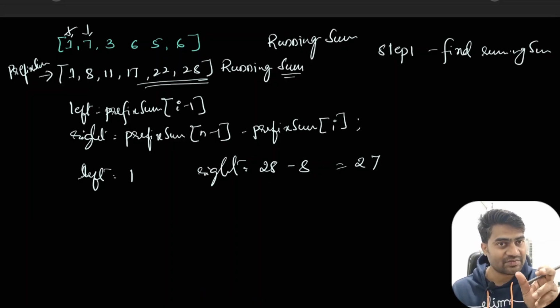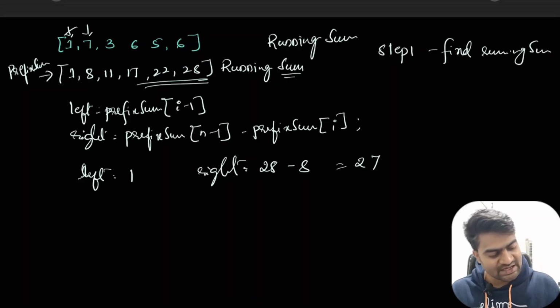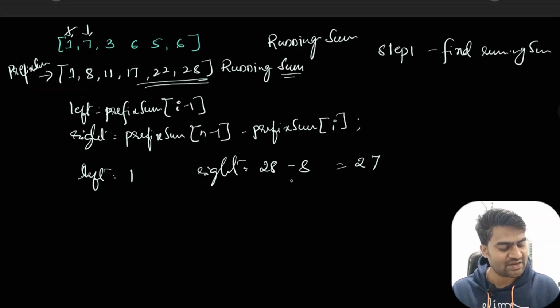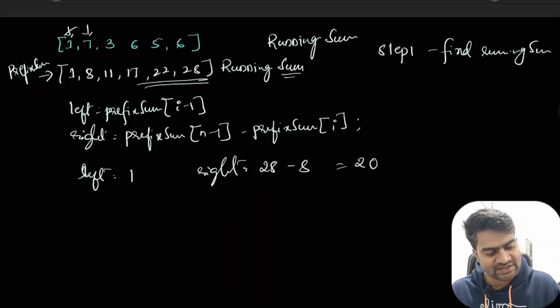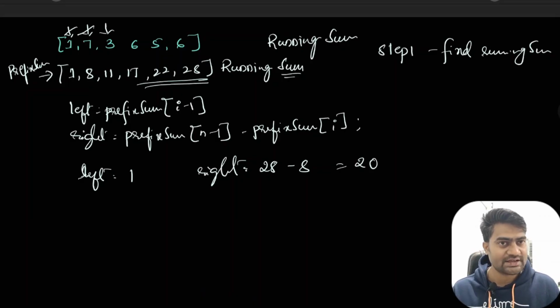Basically the running sum of the current value. That's why it is 28 minus 8. Okay, so it is going to be 20. Again, it is not equal, so it is not the pivot index. I will go to the next number.